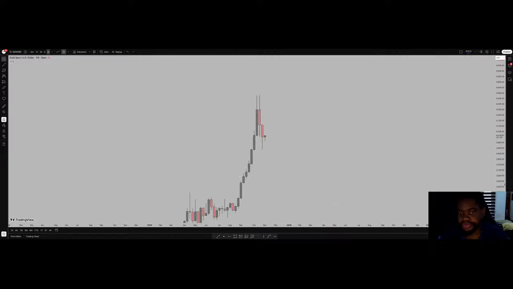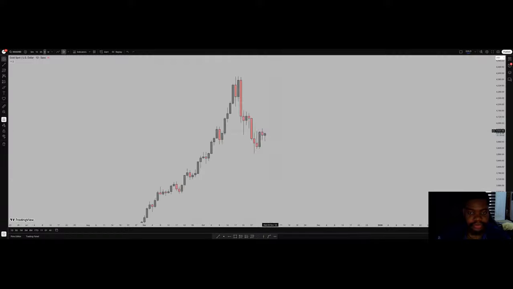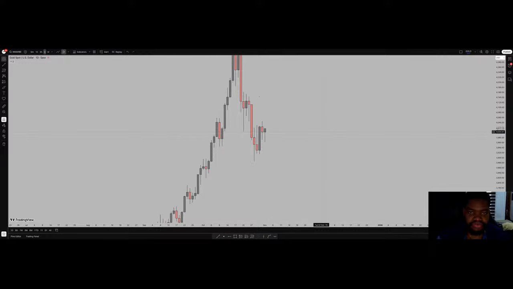Then weekly, let's look at what weekly has for us. Weekly still has a bullish bias too, because there is no rejection on any resistance level and break that changes our bullish bias to bearish. So let's go to the daily.